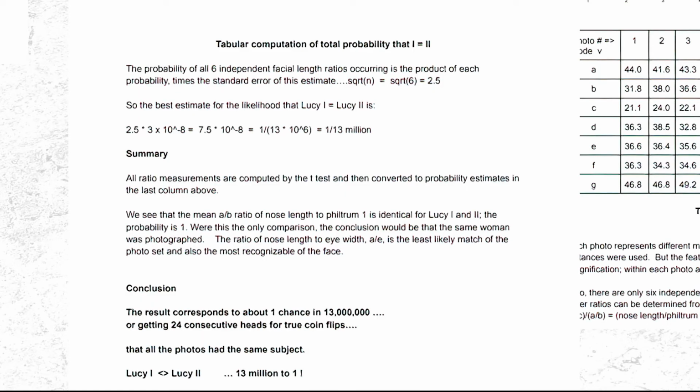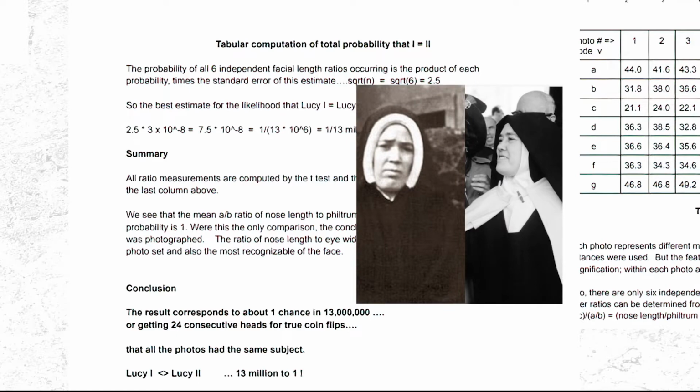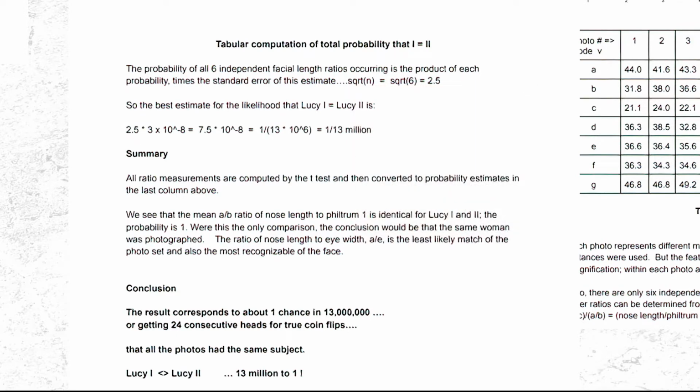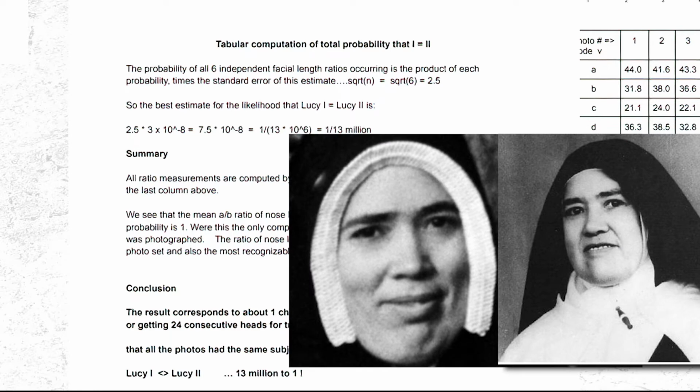Summary. All ratio measurements are computed by the t-test and then converted to probability estimates in the last column above. We see that the mean A/B ratio of nose length to philtrum 1 is identical for Lucy 1 and 2, the probability is 1. Were this the only comparison, the conclusion would be that the same woman was photographed. The ratio of nose length to eye width, A/E, is the least likely match of the photo set and also the most recognizable of the face.